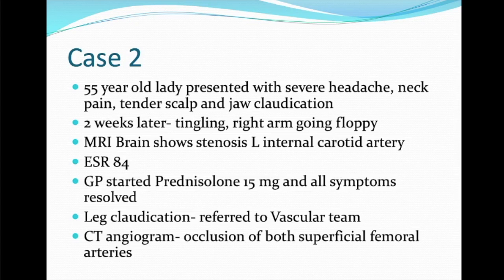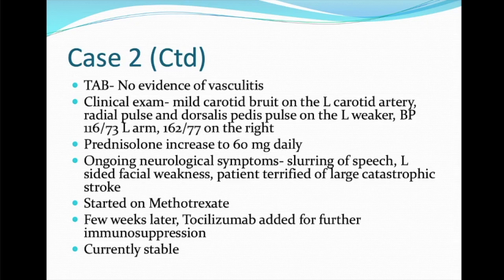And an ESR at that time came back raised at 84, and already I think the GP was thinking this is probably a GCA. So the GP started prednisolone, but at a subtherapeutic dose of 15 milligrams, and her symptoms resolved to start with, but she continued to develop further symptoms like leg claudication, and she was referred to the vascular team, who did a CT angiogram, and she was found to have occlusion of both superficial femoral arteries. She went on to have a temporal artery biopsy that did not confirm any giant cell arteritis.